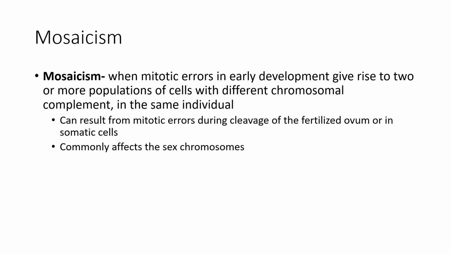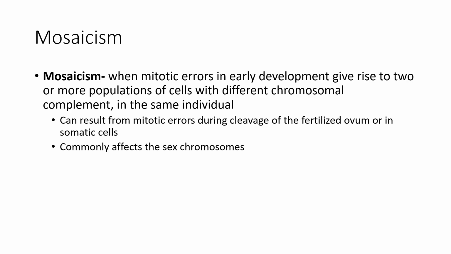Mosaicism is one of my favorite topics because it reminds us that biology does not follow clean rules. Mosaicism occurs when mitotic errors happen after fertilization, leading to two or more populations of cells with different chromosomal complements in the same individual. So instead of every cell carrying the same abnormality, you get a mix, some normal, some not. This usually happens early in development, during cleavage of the fertilized ovum, but it can also occur later in somatic cells. And here's the key point.